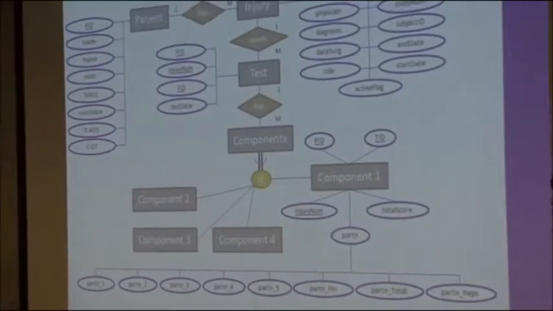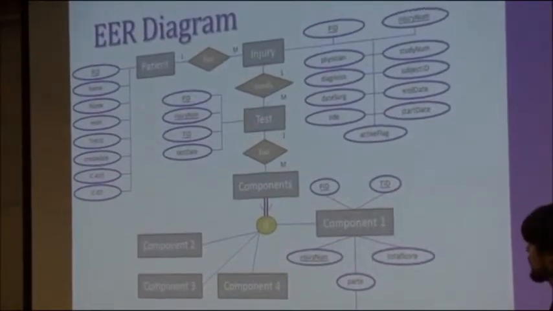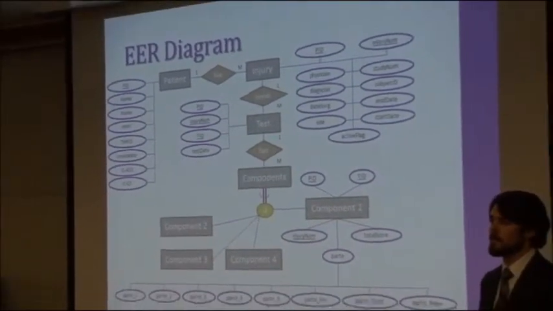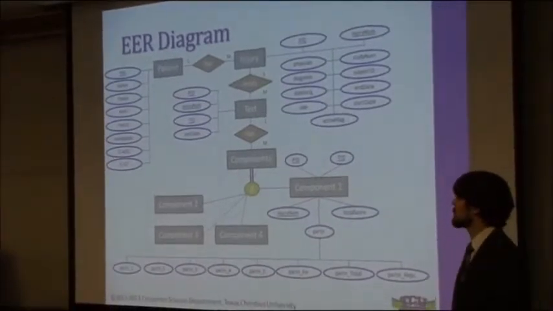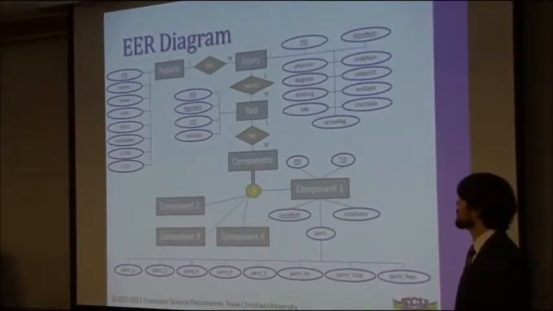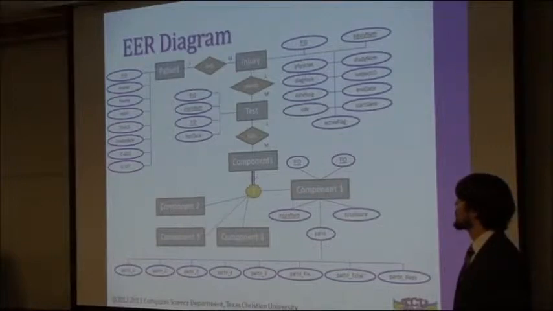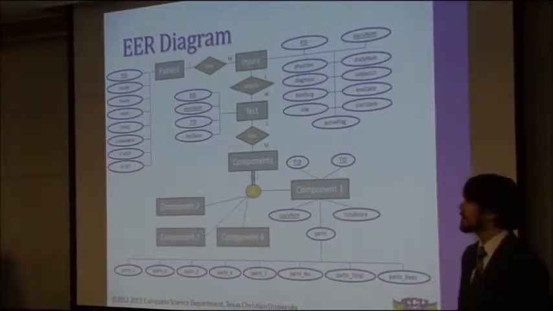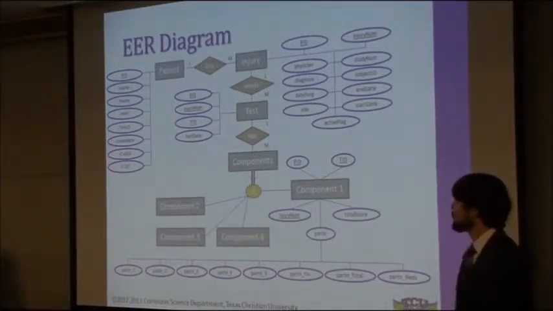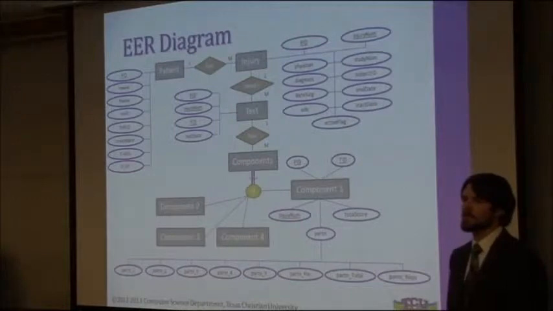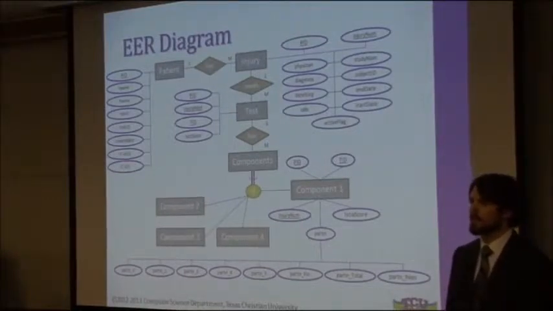So this is a better diagram to help you guys visualize exactly how our tables interact with each other. Up in the top left, we have the patient table, which has 1 or more injuries, and an injury needs 1 or more tests, and the test is connected to the 4 components, and these are of course the exercises like the single leg squat and the forward jogging.